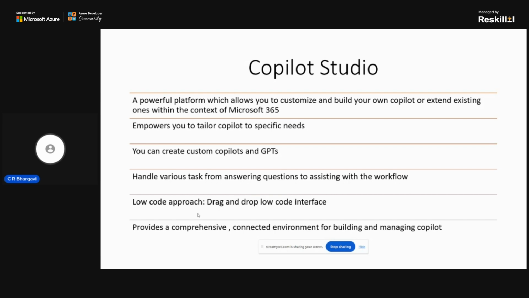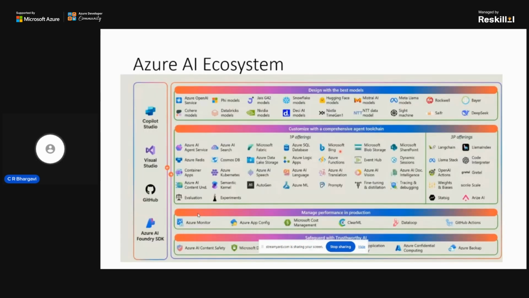And then it provides you with a comprehensive and connected environment for building and managing the Copilots inside Copilot Studio. So what we are about to see in this session is that Copilot Studio would be the base part that we would be touching on with the help of the AI agent, and then we would also be seeing the AI Foundry, where it would have various types of AI agents that we can build.